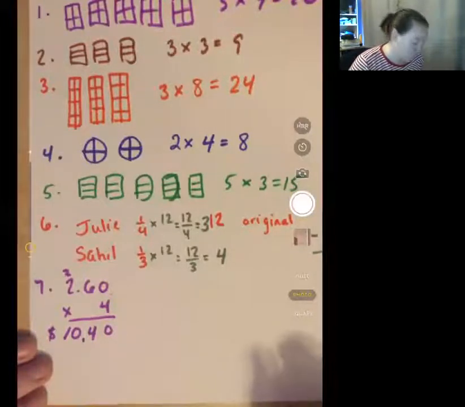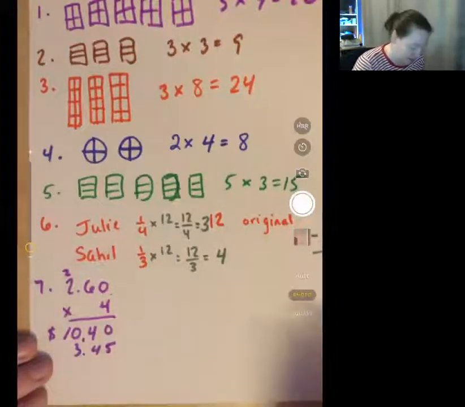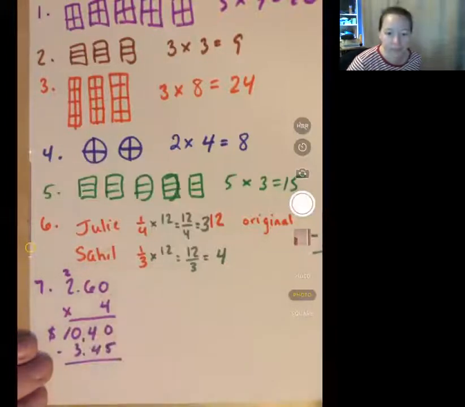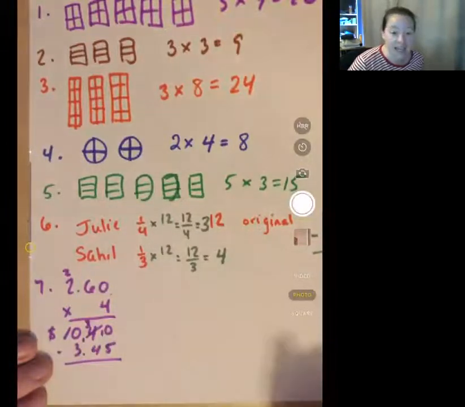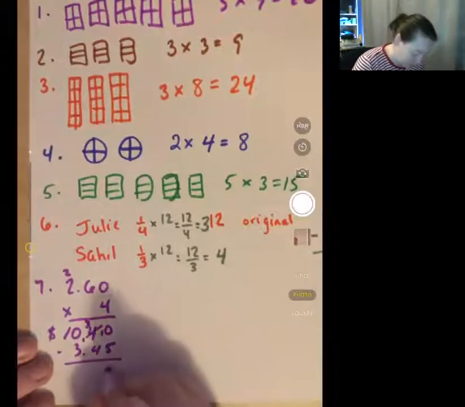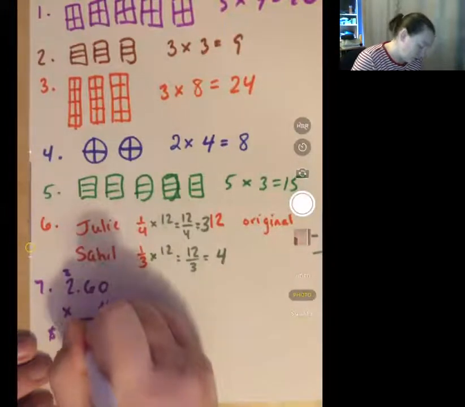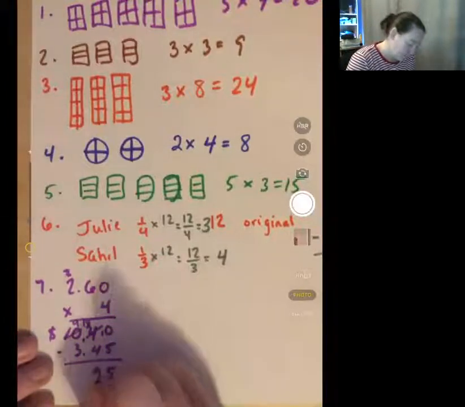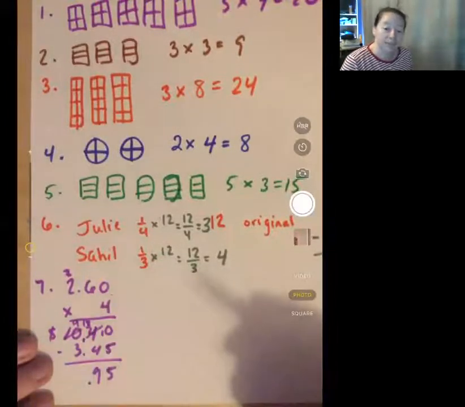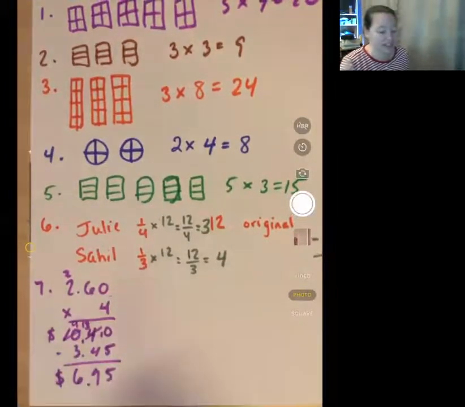Aiko spends $3.45 less than that. So I'm going to subtract. Okay. I can't do it that way, so I'm going to borrow. That turns into a 3. That becomes a 10. 10 minus 5, 5. Can't do it that way, so I need to borrow. This becomes a 9. This becomes a 13. 13 minus 4, 9. 9 minus 3, 6. So Aiko spent $6.95.